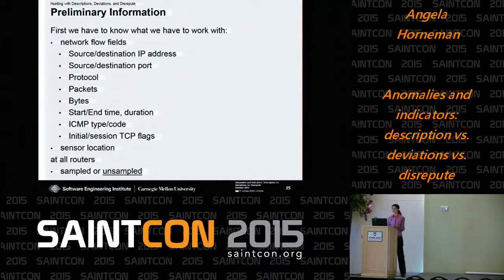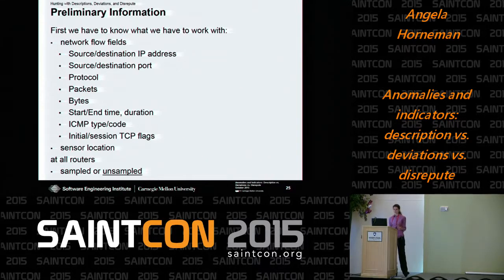There are other variations as well. All network flow does not have the same fields. It depends on the utility you use to collect the network flow, the utility you use to store the network flow, and probably the utility you use to analyze it, although most of it is all packaged into one product.